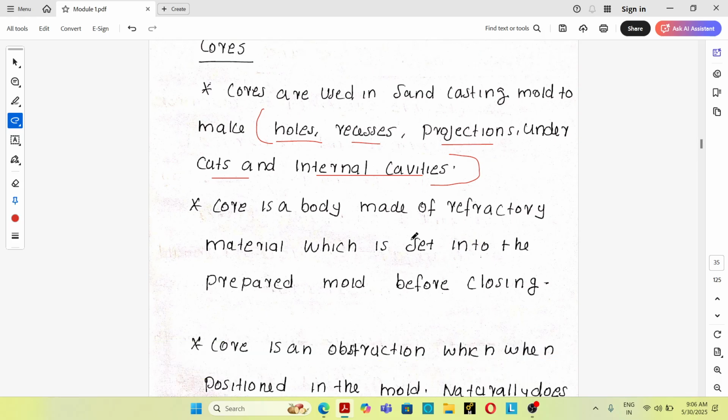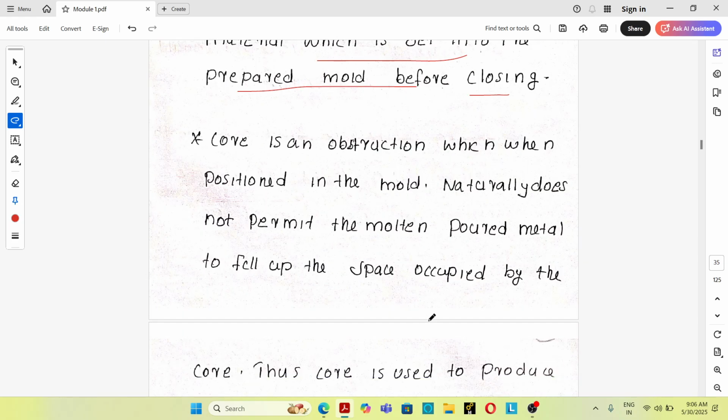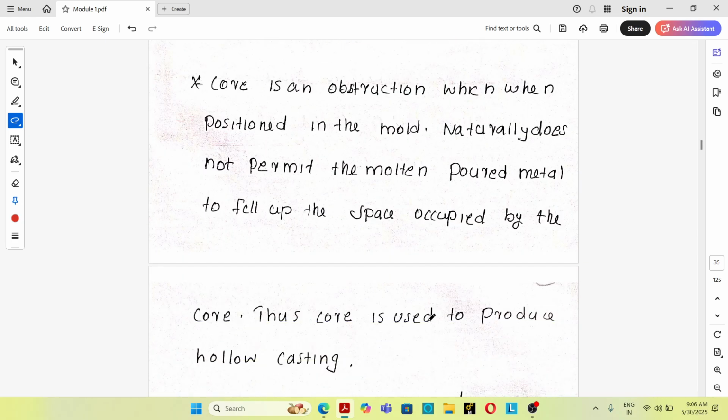See, basically a core is a refractory body which is set inside the mold cavity before the mold is closed. Core is made up of refractory material and is set into the prepared mold before closing. So the core acts as an obstruction which is positioned inside the mold and which will not permit the molten metal to fill the space occupied by the core, and gradually a hollow structure will be formed.